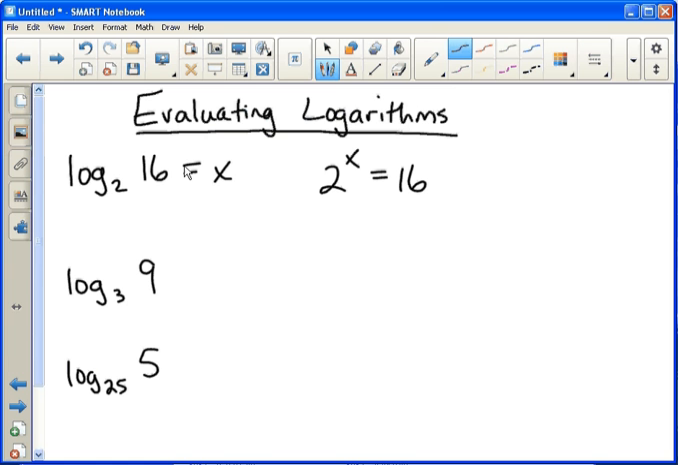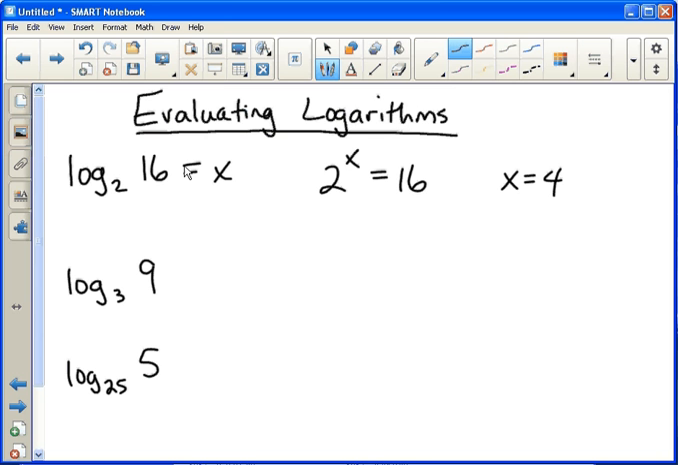We can just say, okay, well 2 raised to what power equals 16? And that should hopefully make more sense to you than log base 2 of 16. If you need to guess and check this in your calculator, you can, but you're going to find that x is equal to 4. 2 raised to the 4th power gives you 16.